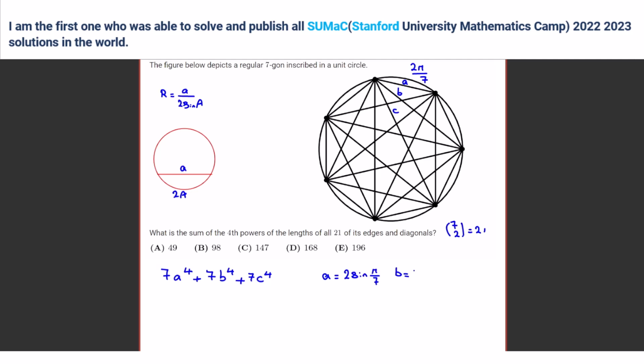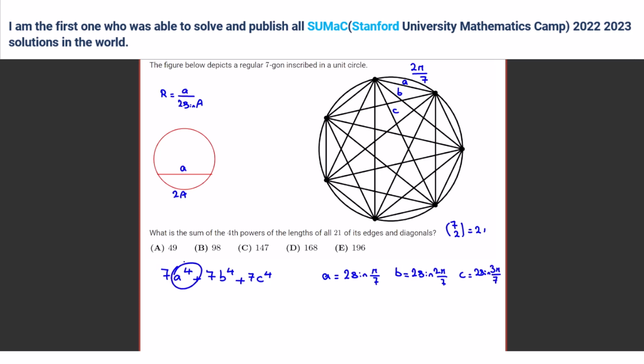The angle is, this is 2 pi over 7, so 1 equals B over 2 sine 2 pi over 7. Yes, B is 2 sine 2 pi over 7. And C is what? C is 2 sine 3 pi over 7.